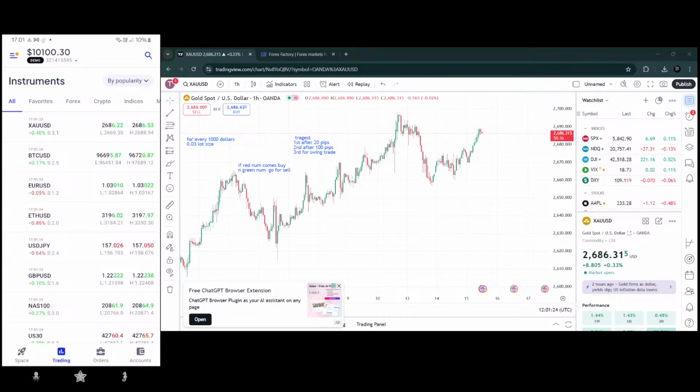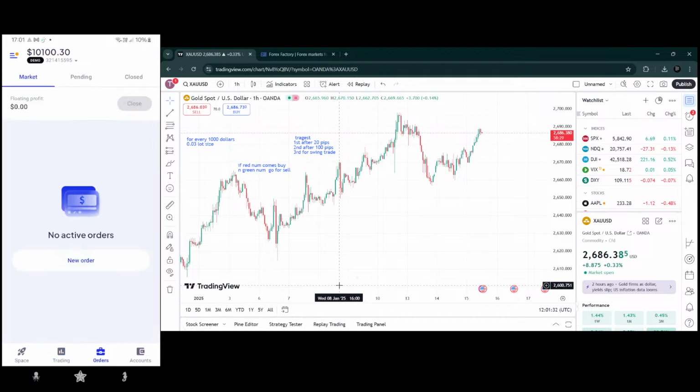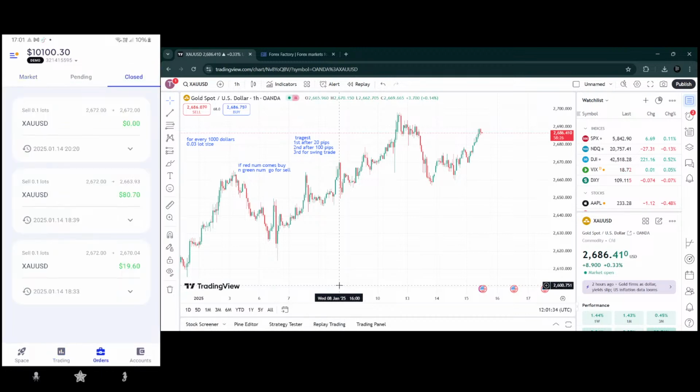So today is the second day of our live stream, and yesterday we made entries and booked some profit. As you can see on our mobile screen, we made $19, then $80, and the rest we left for the swing trade, but the break even hit. So today is the next and the first day, and first we will see how the market is moving.